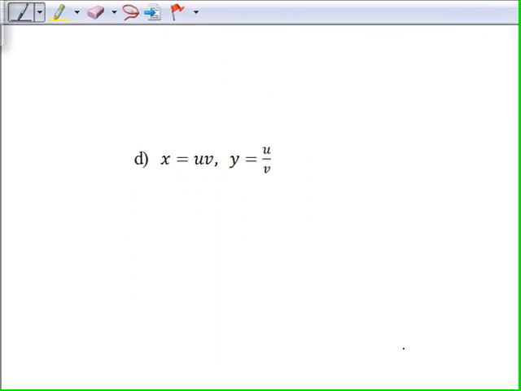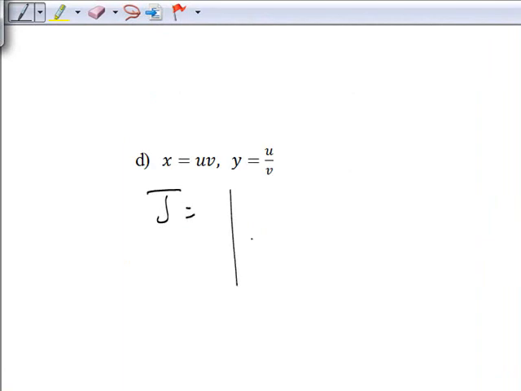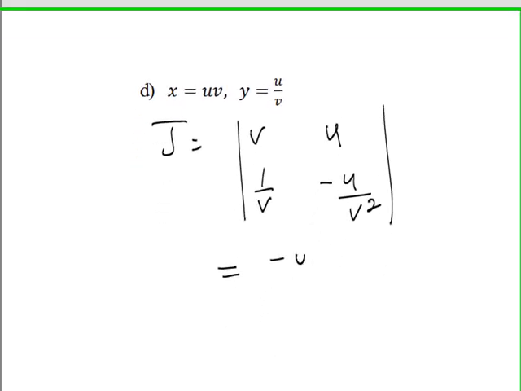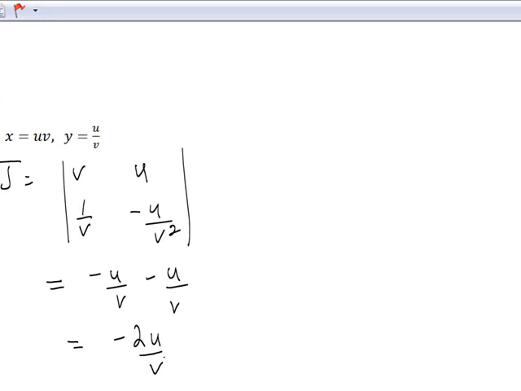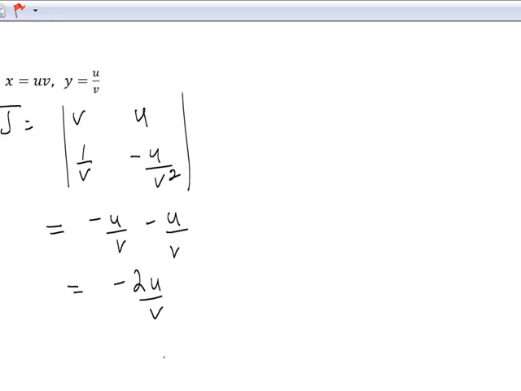And the same thing here. So J equals the determinant. Partial x with respect to u is v. That's a u here. Y with respect to u is 1 over v. With respect to v is minus u over v squared, which works out to be minus u over v minus u over v, which is minus 2u over v. Okay? So as a first step, you need to be able to calculate Jacobians. All right? So that's the first step. Let's move on.